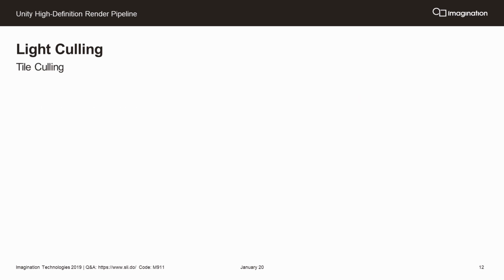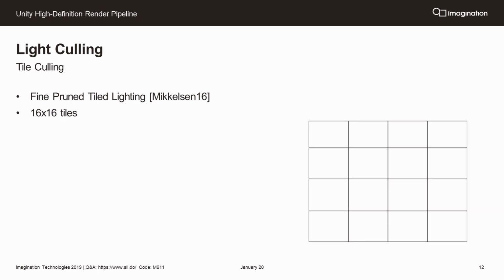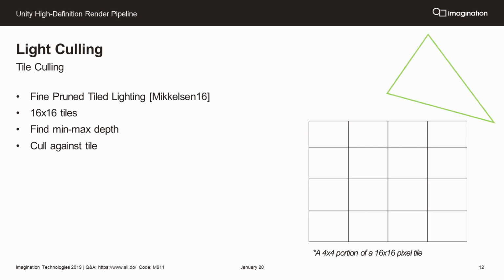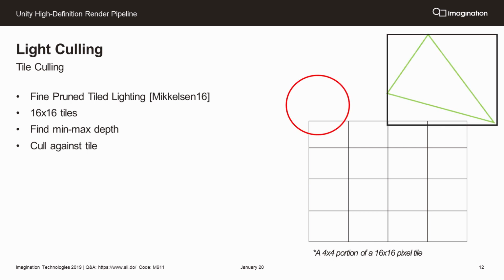The actual tiled culling is based on the fine-pruned tiled lighting technique. This operates on 16 by 16 pixel sized tiles, and this diagram here shows a 4 by 4 pixel portion of this 16 by 16 pixel tile for convenience. So they first start off by finding the min-max depth for this tile, and then they will cull the lights from the coarse intersection pass against the tile bounds, and they are stored in local data storage. So here we see a spotlight and a point light. These are culled.